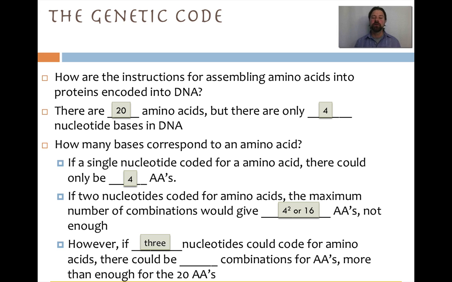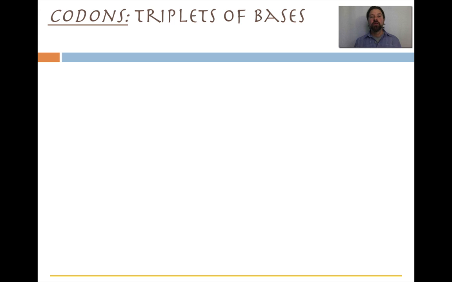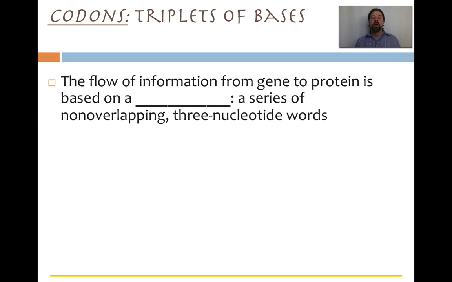But if 3 nucleotides code for amino acids, then you can have 4 to the third, or 64 combinations, more than enough for the 20 amino acids. Now, is it too much? The answer is no, and we'll see why in a minute. So, the existence of something called a codon is going to allow us to have 64 different combinations of 3-letter combos of these nitrogenous bases, and it will allow us to cover all 20 of the amino acids. Let's learn how. The flow of information from a gene to protein is based on what we call a triplet code, a series of non-overlapping 3 nucleotide words.